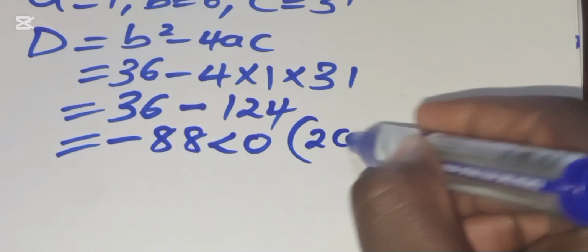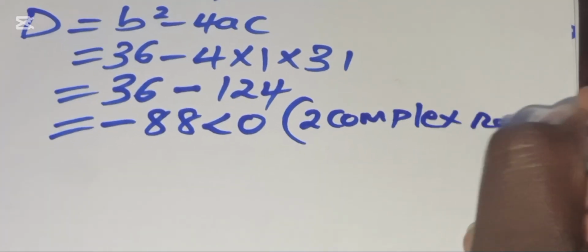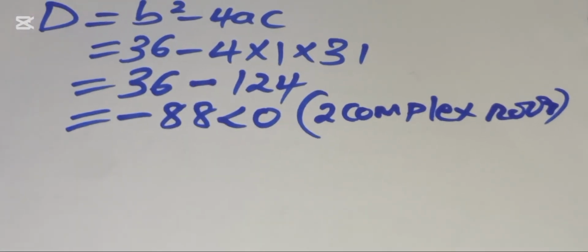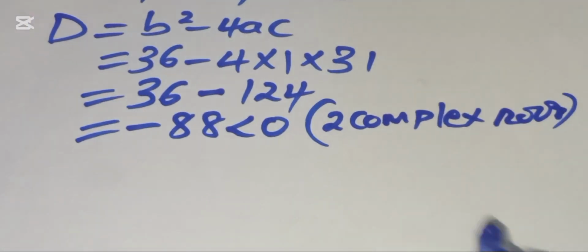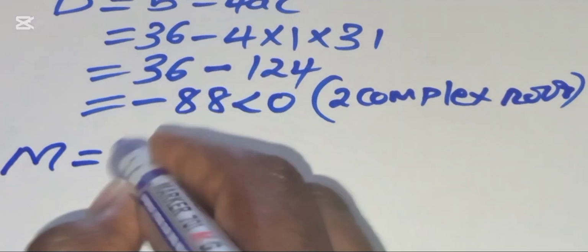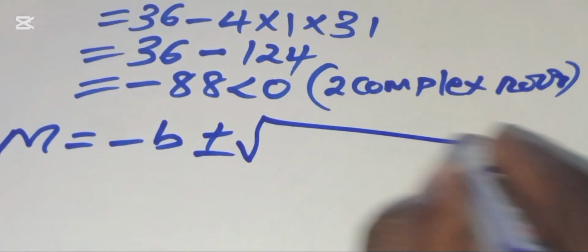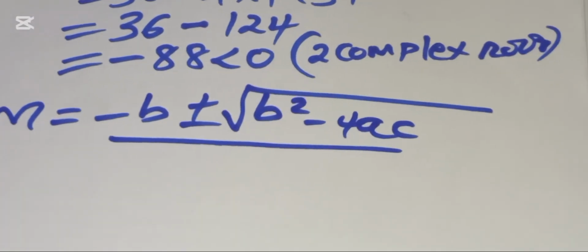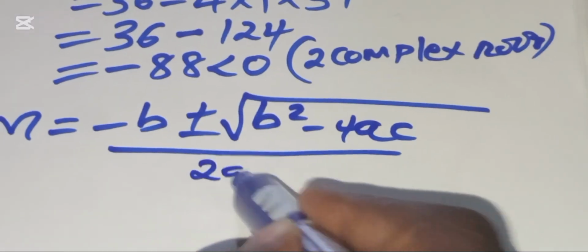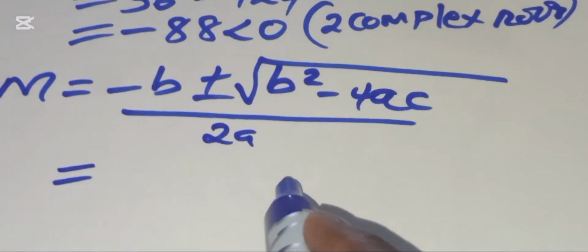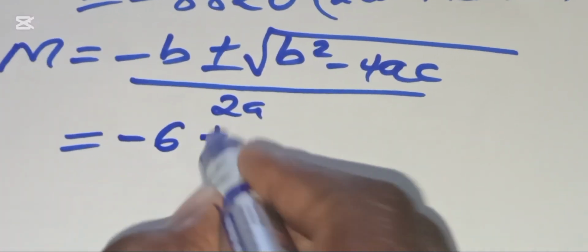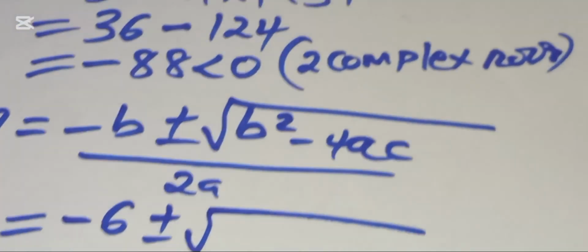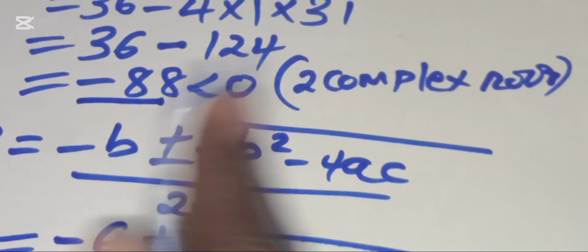And that means we have two complex roots in this case. Now, from this, we can calculate the rest of the values, m2 and m3, by applying the quadratic formula, which is m equal to negative b plus or minus the square root of b squared minus 4ac, divided by 2a. Now let's substitute. We have negative 6 plus or minus the square root of b squared minus 4ac, which is negative 88.